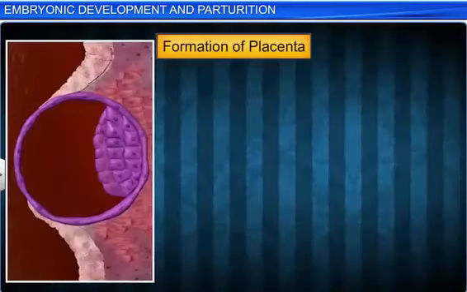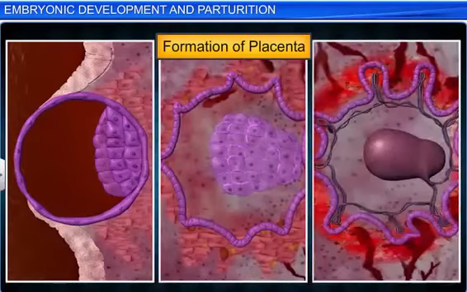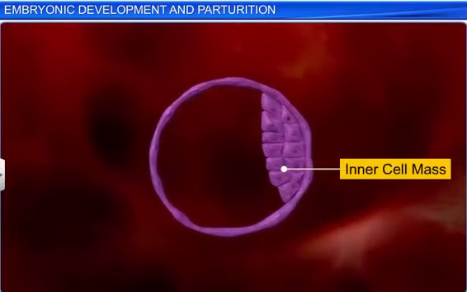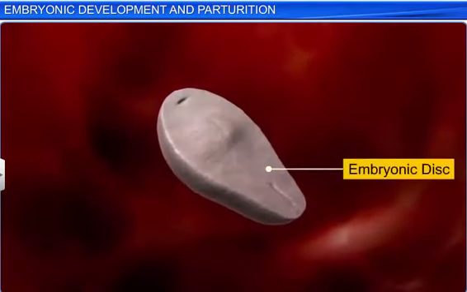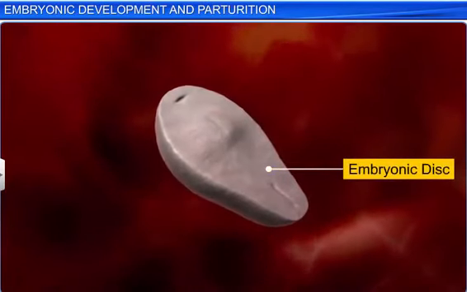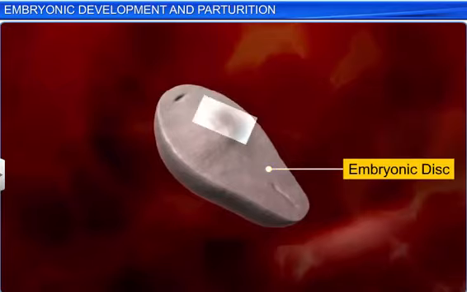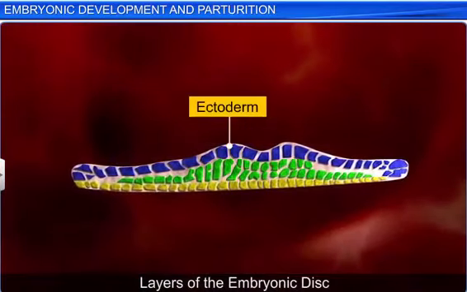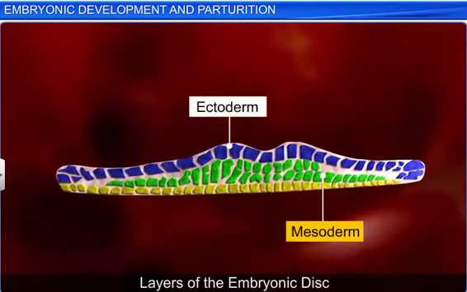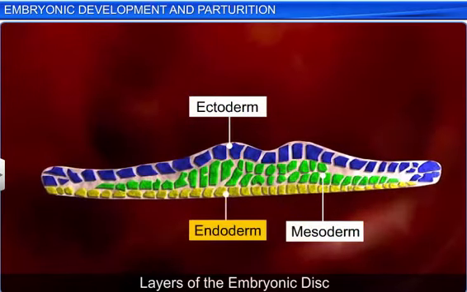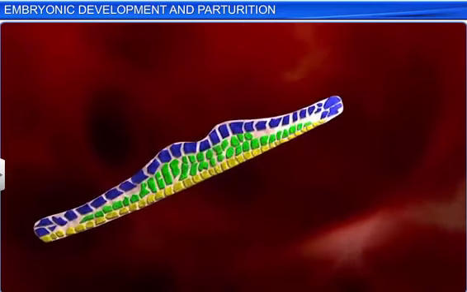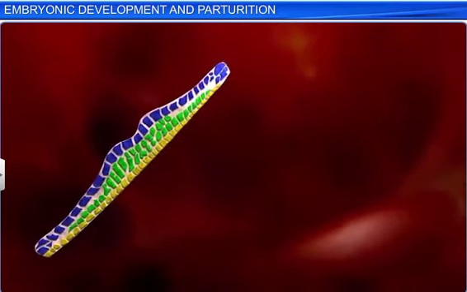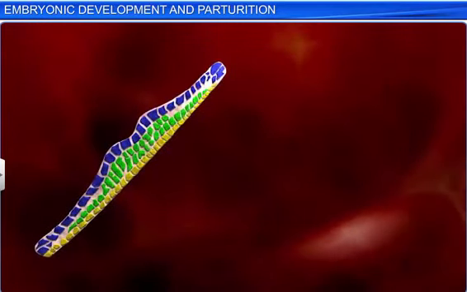Interestingly, when the placenta begins to form, the inner cell mass moves downwards and differentiates to form an embryonic disc consisting of 3 germ layers: the outer ectoderm, middle mesoderm, and inner endoderm. The term germ layer indicates that each of the layers gives rise to tissues.